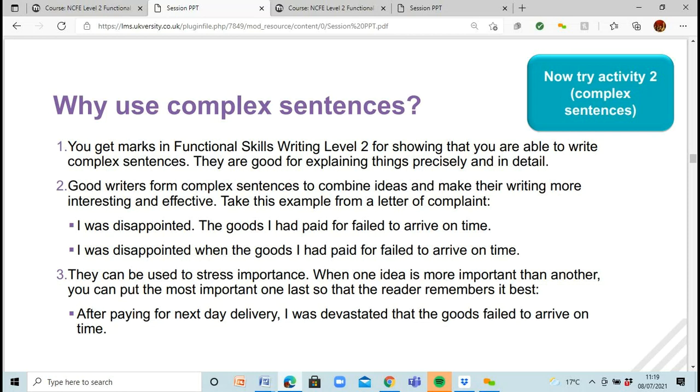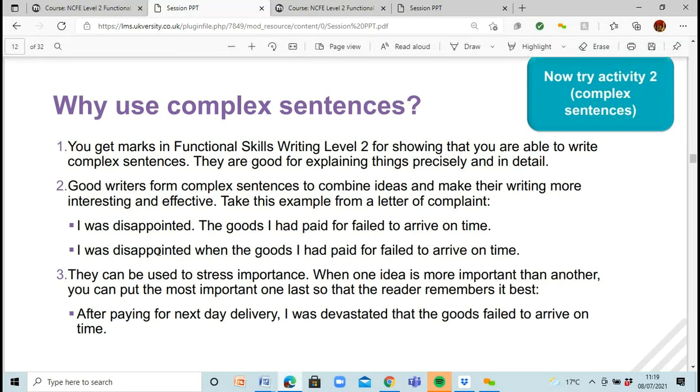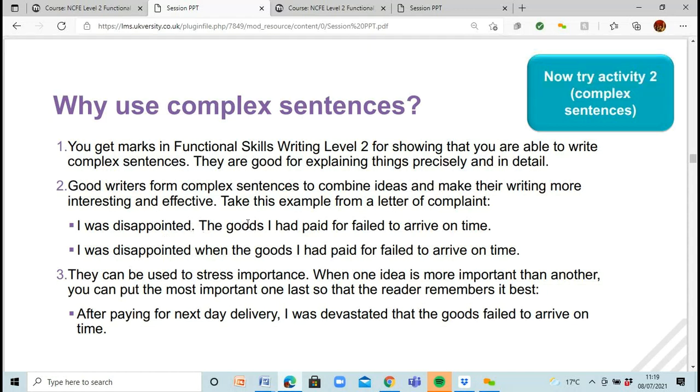So we've got two sentences here. First, simple, straightforward: I was disappointed. The goods I had paid for failed to arrive on time. Two sentences which on their own are fine, they're okay, they're a bit boring, but they're okay. But this one makes more sense to me and it appeals to me more. So: I was disappointed when the goods I had paid for failed to arrive on time.